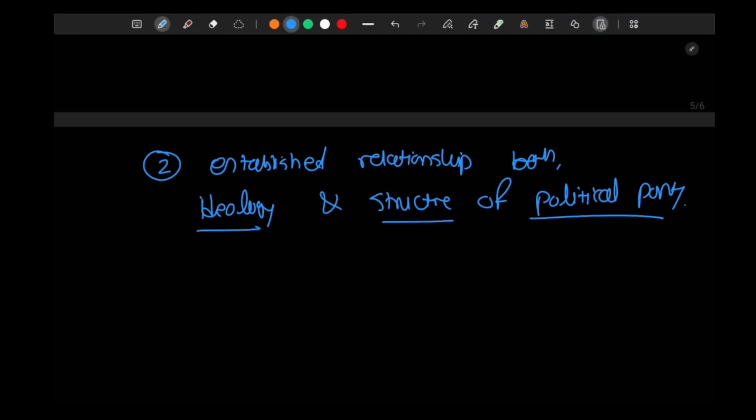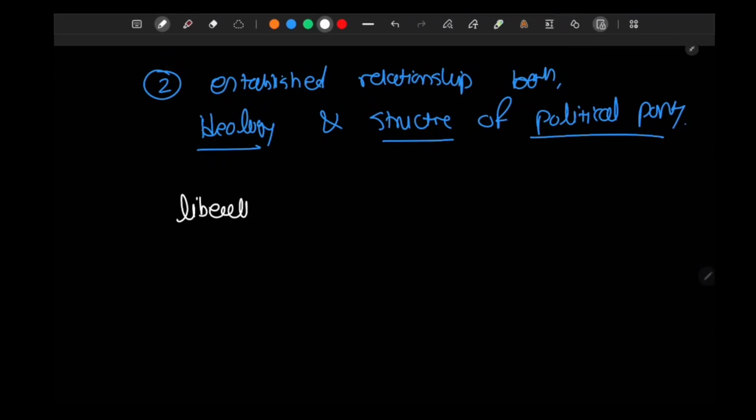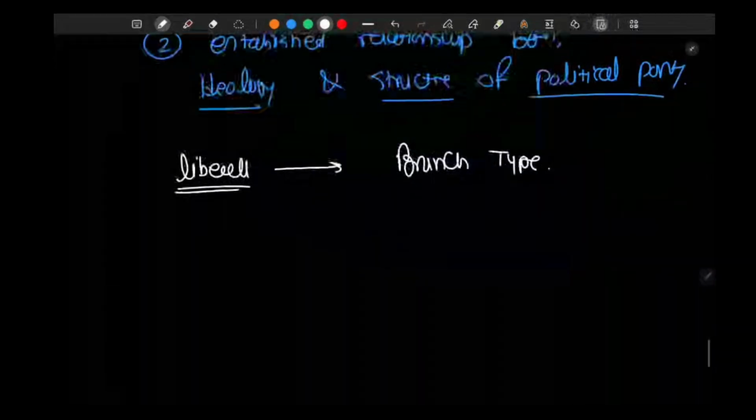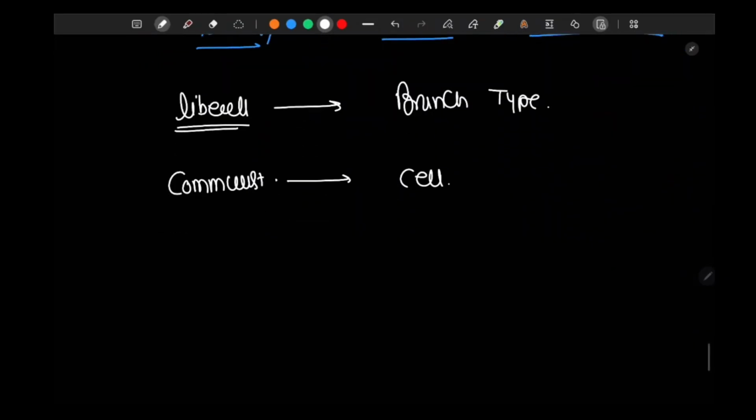Right? So he says that if your party is liberal, then the party type is branch type. If your party is communist, then your party type is cell type, right? If your party is a rightist party, then your party system is caucus type.